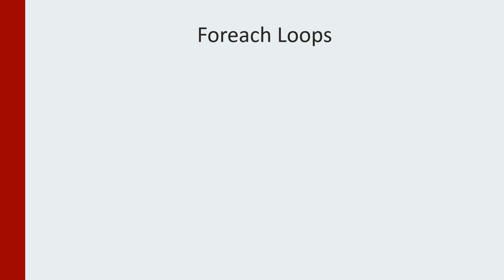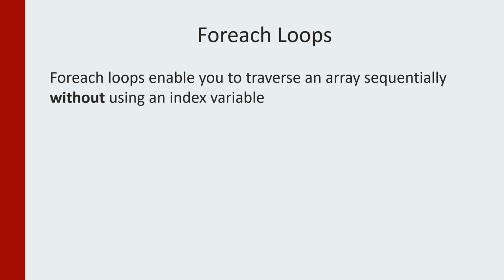We've talked before about for loops and as well while loops. Another kind of loop that's very useful in the context of arrays is what's called a for each loop. A for each loop enables you to traverse an array sequentially without having to use an index variable. So let's look at an example.